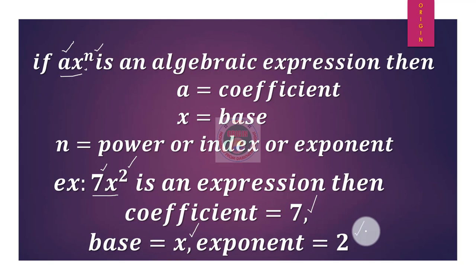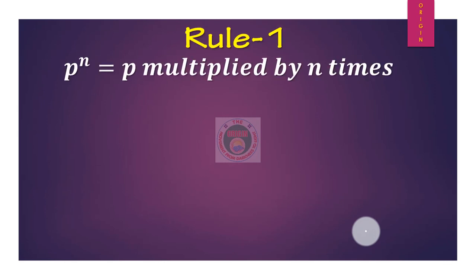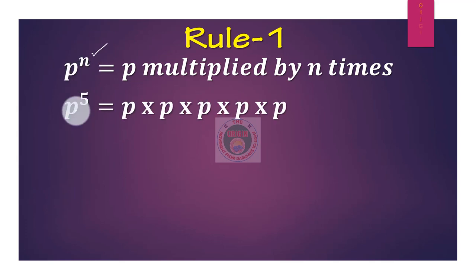Here I am going to introduce some rules. Remember the rules and note them down. Rule 1. Already you know p power n. What is the meaning of p power n? P multiplied by n times. P is multiplied how many times? N times. N is the power. Example: p power 5, that is p multiplied by 5 times. 1, 2, 3, 4 and 5.